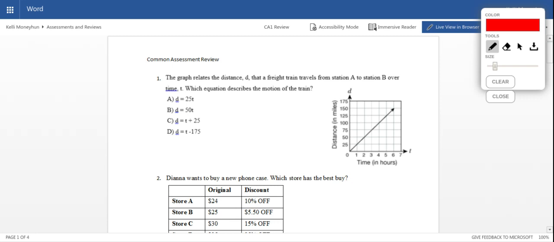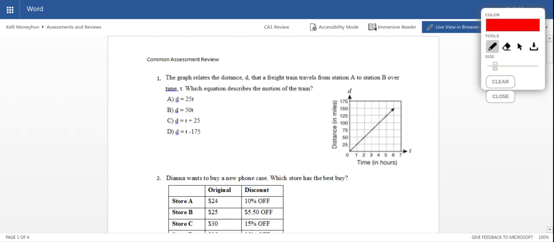Hey guys, this is your review for your first common assessment. Please make sure that you're finishing every single one of these questions. I'm going to give you hints, I'm going to help you get started, but it's going to be your responsibility to completely finish each question and show all of your work.